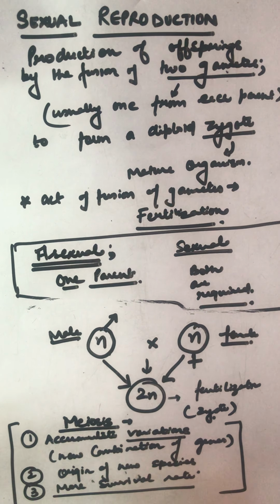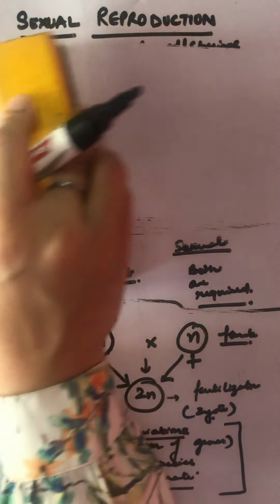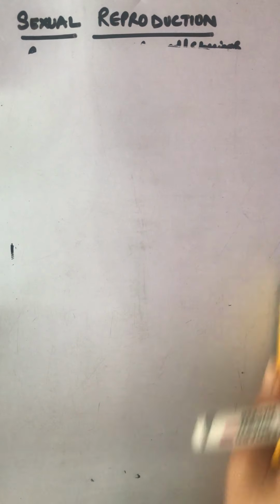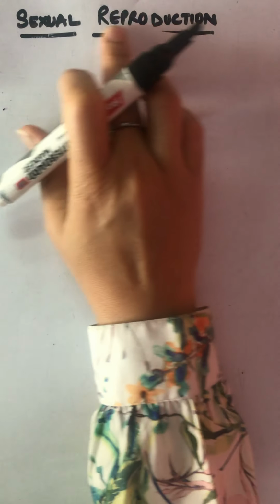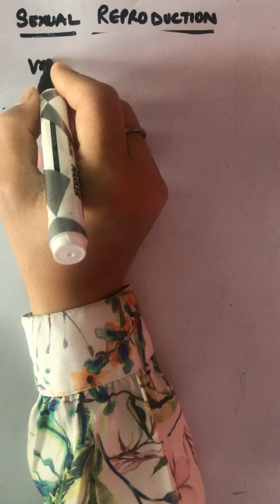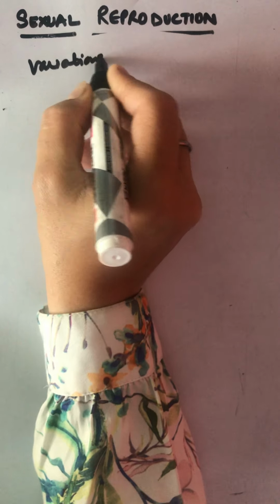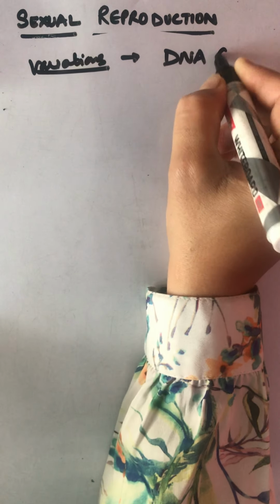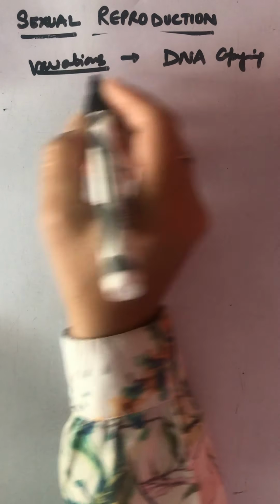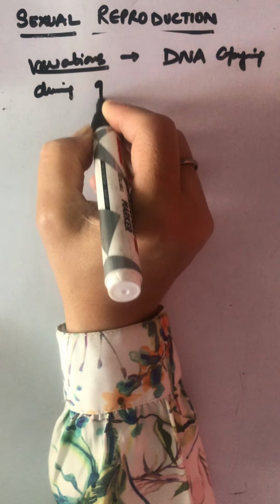Now, how are the variations generated? Let's come to the point. For these variations to take place, we always talk about DNA, which plays a major role. We say these variations are generated due to DNA copying during gamete formation.